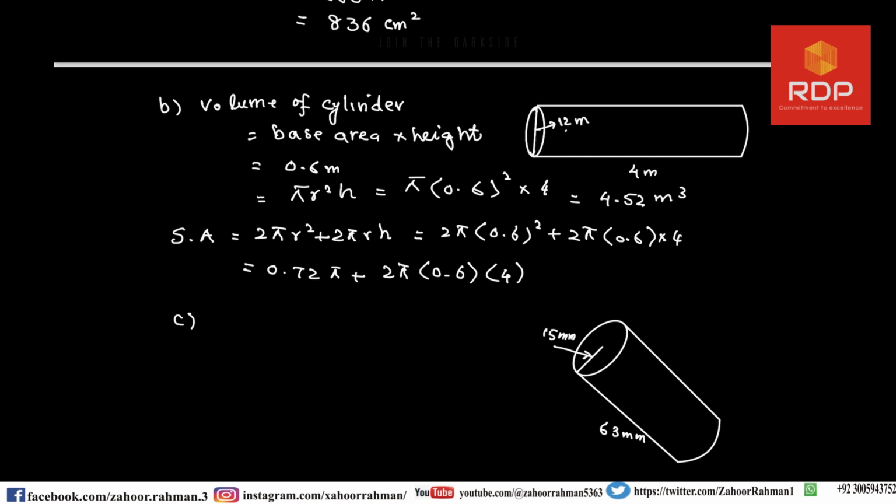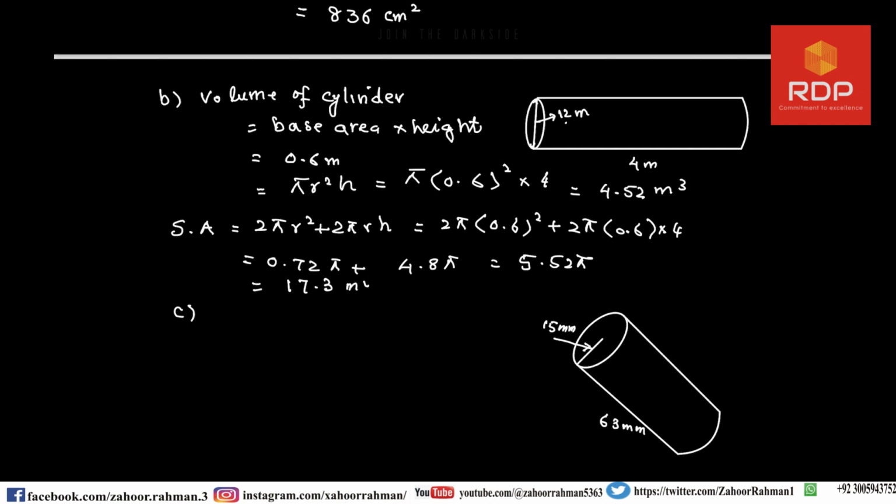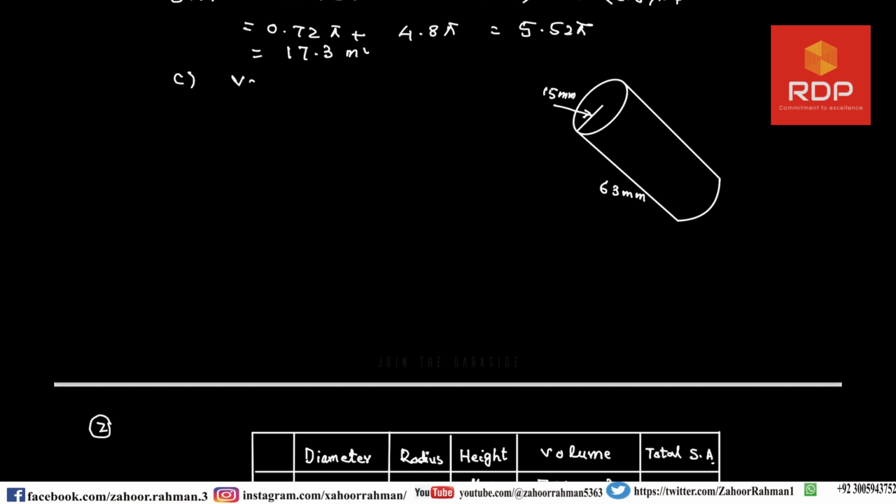So that will be equal to, let us write directly the value because I have already written that. So I am writing 4.8 pi is the value here, and when we calculate it, 5.52 pi, and after the necessary calculation we will get 17.3 meter square.